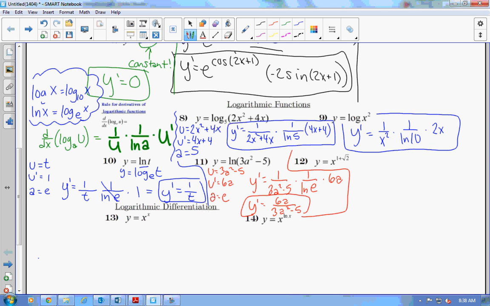Oh, this whole page is chain rule. This whole page is power rule. This whole page is quotient rule. It's going to be mixed. So don't just think, oh, because it's in logarithmic section, it's going to be a logarithmic rule. This is power rule with some chain in it.